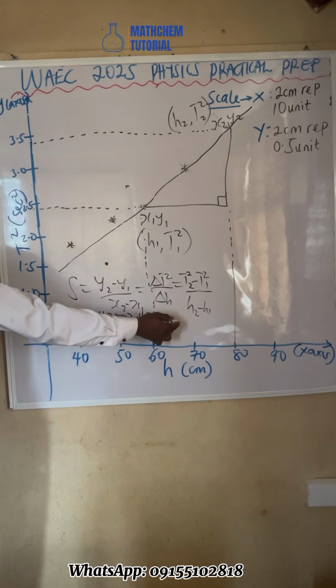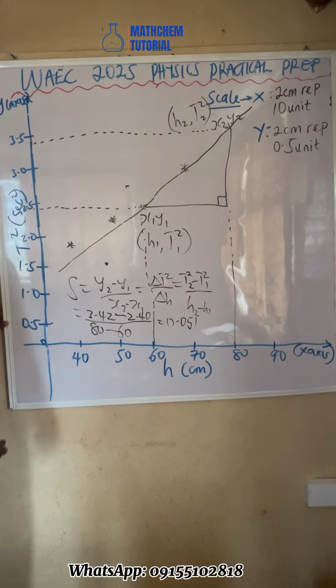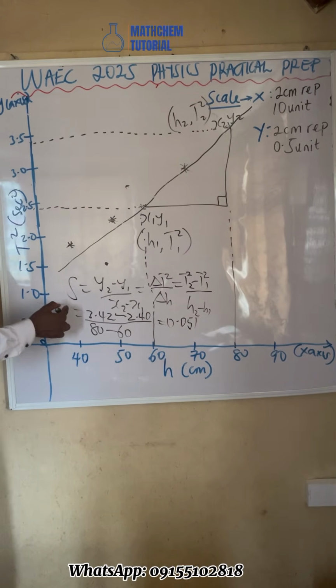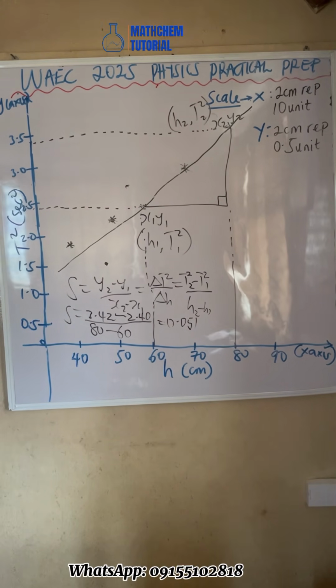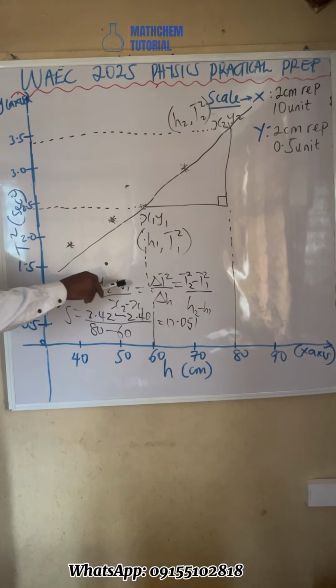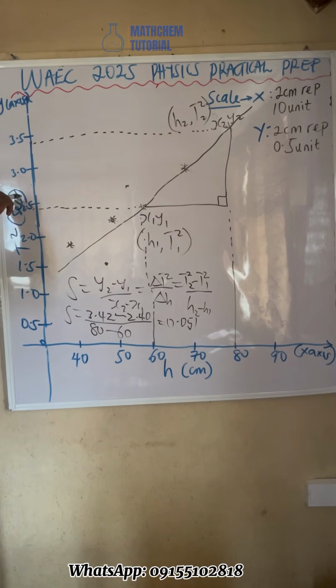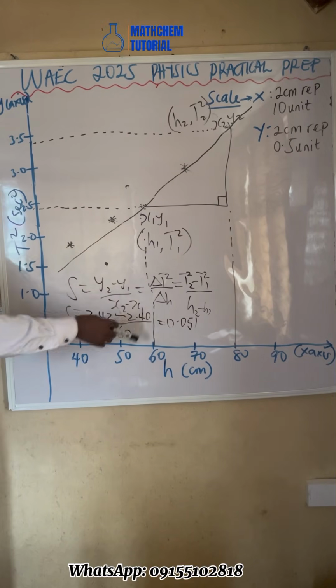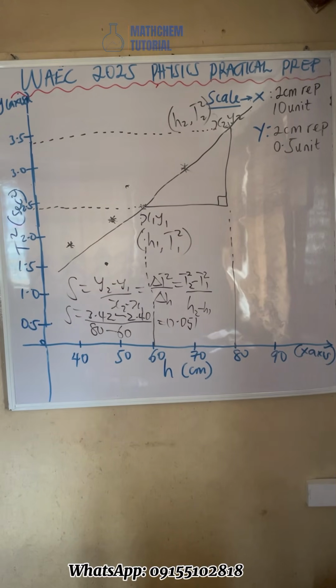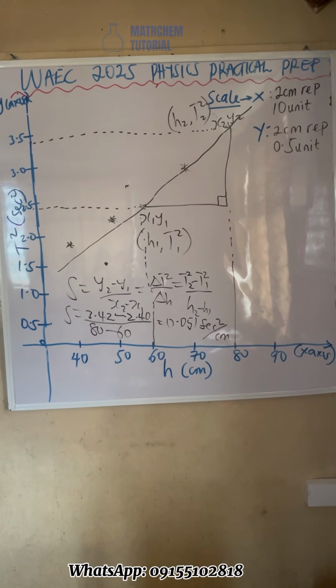So that will be equal to 0.051. Now, after getting your slope, ensure you write the unit of your slope. The unit of this slope is t square over h. So t square is second square, and h is centimeter. So that will be second square over centimeter. From there we have gotten our slope. With this slope you can easily calculate any other questions attached to it, and you have to state your precaution and any other thing.